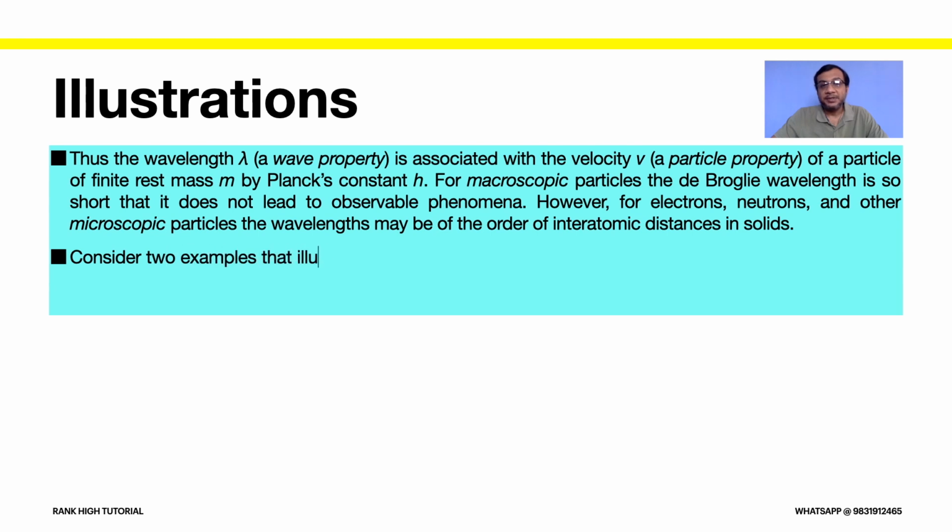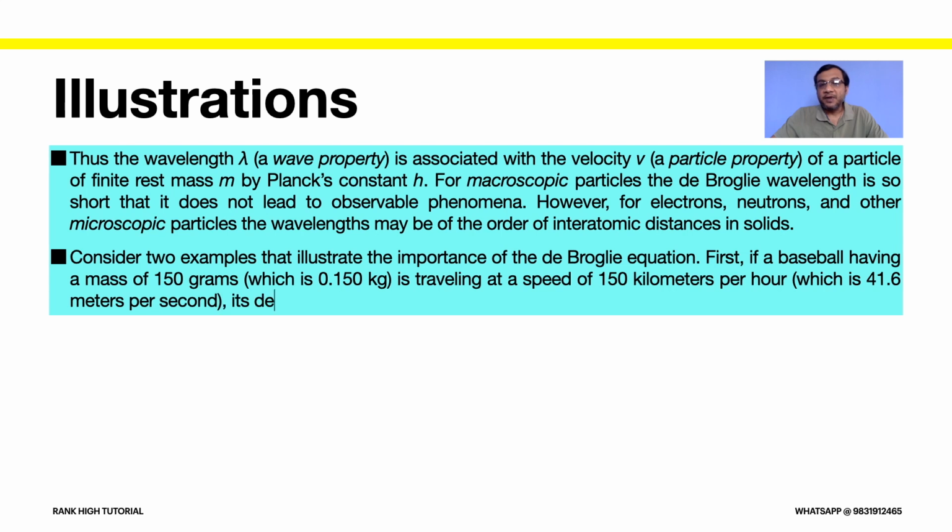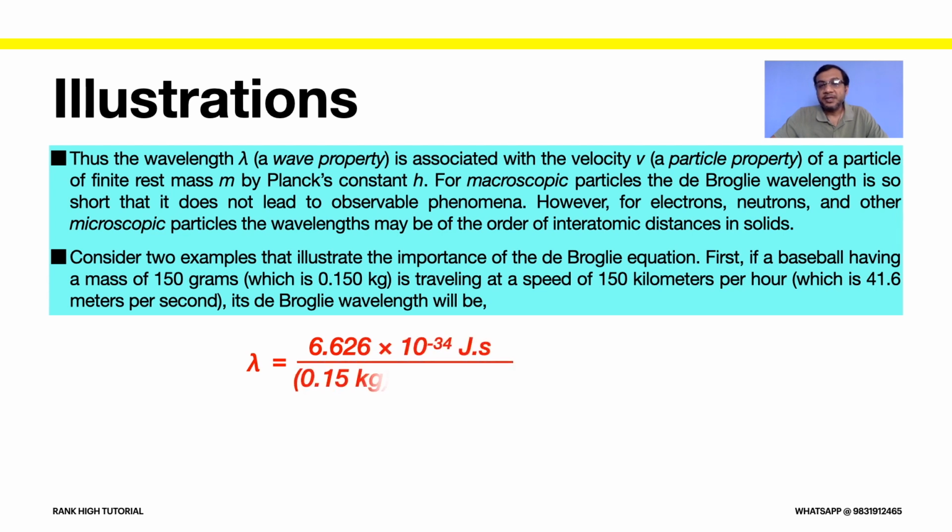Consider two examples that illustrate the importance of the de Broglie equation. First, if a baseball having a mass of 150 grams is traveling with a velocity of 150 kilometers per hour, the de Broglie wavelength will be lambda equals 1.06 multiplied by 10 to the power minus 34 meter.